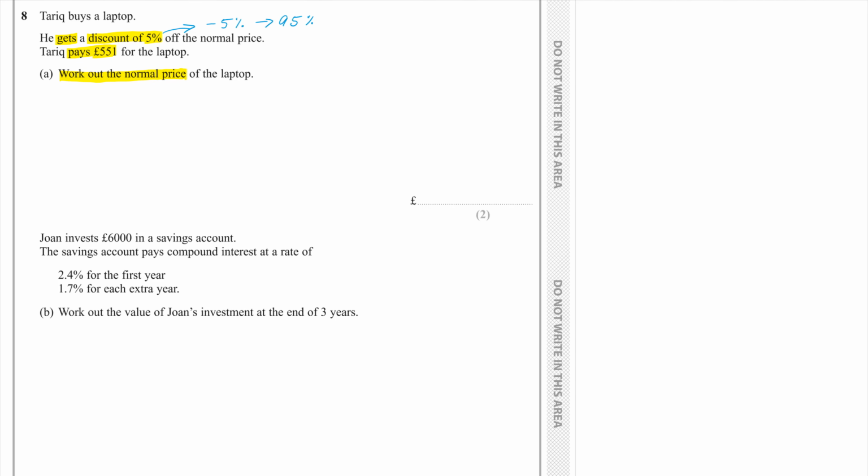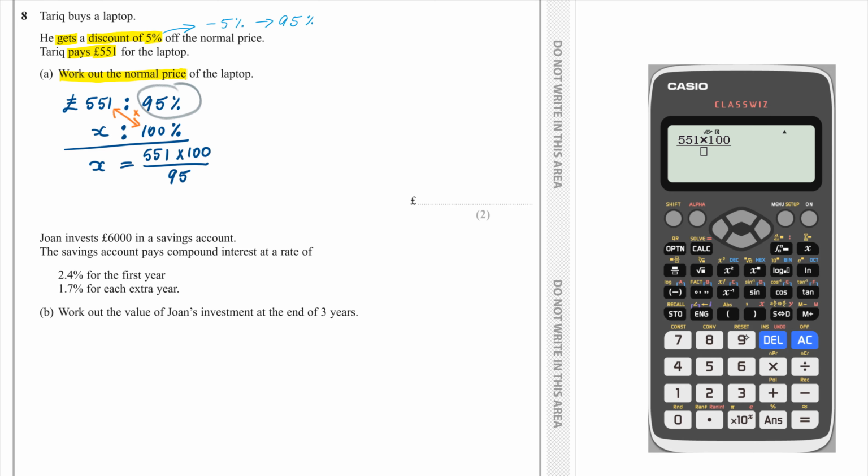Let's write this out as a ratio. 551 represents 95%. And the original amount, let's represent this by x, is 100%. To calculate x, I'm going to use my favorite method, the cross multiplication method, where we multiply across 551 by 100 and divide by 95. This is equal to 580.